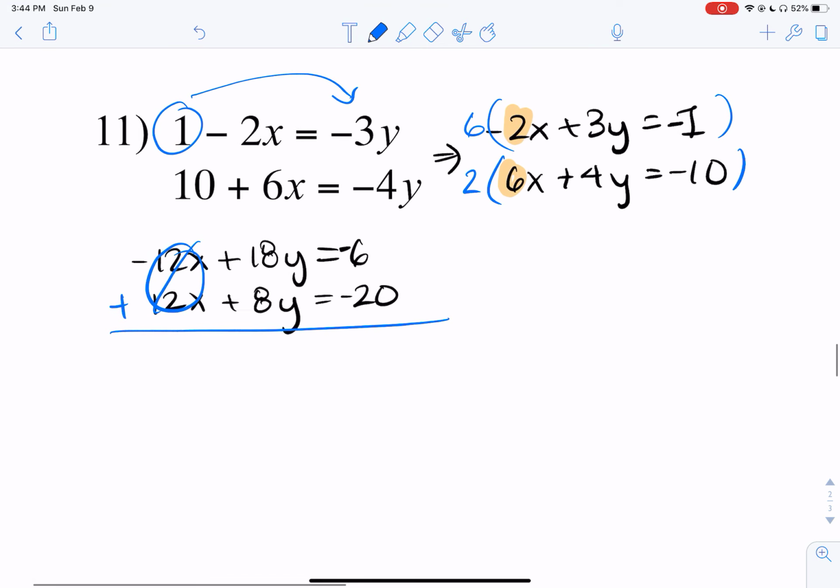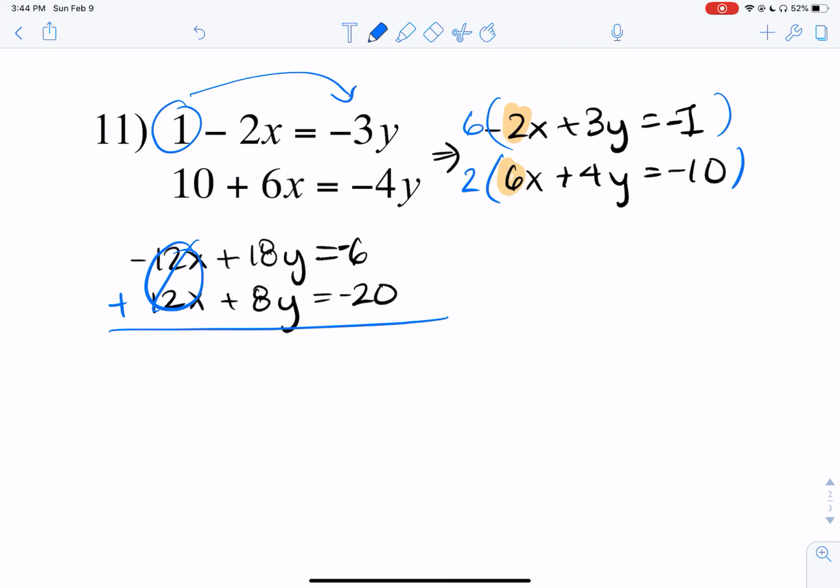So let me check that everything else is right. Yes, this positive 10 on the other side becomes negative 10. So adding 18 and 8, that's going to equal 26y. Negative 6 plus negative 20 is negative 26. So the value of y would be negative 1.